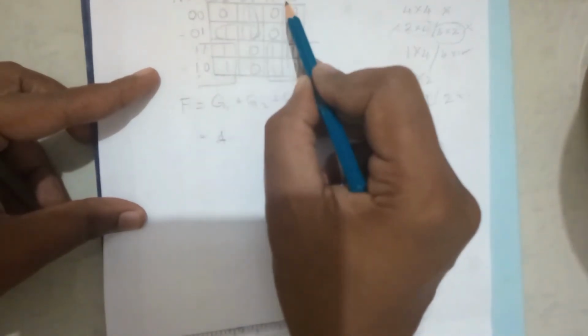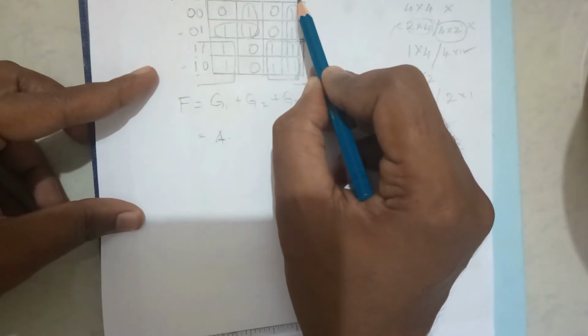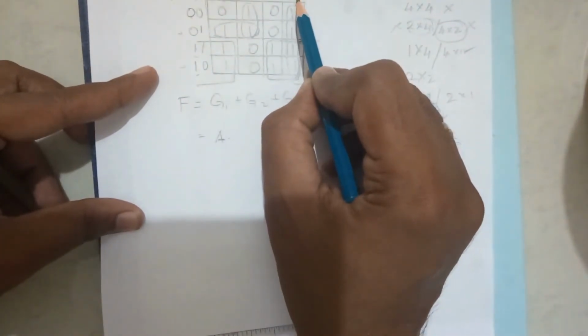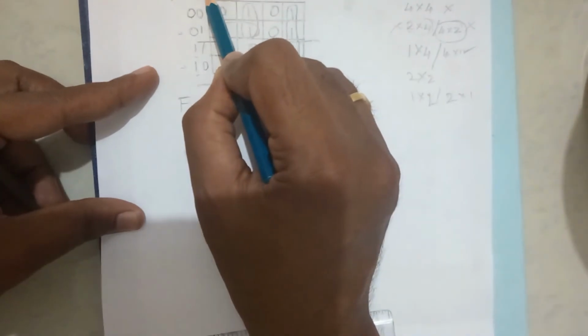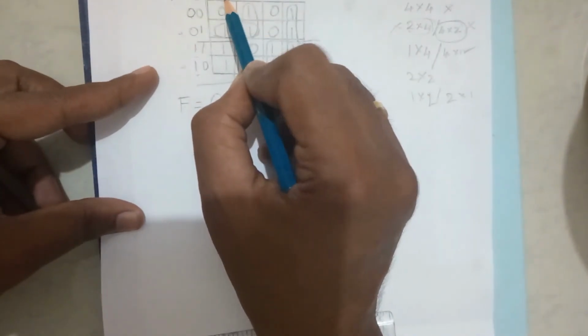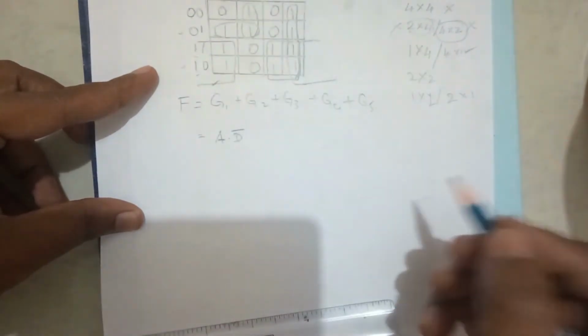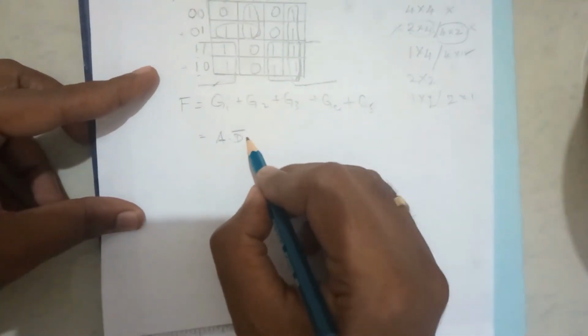Which columns are selected? 0 0 and 1 0. This 0 0 column and 1 0 column, the common term is 0. That is, the second term, 0, is common. The second term is D, and the position is 0, so I can write it as D bar. So this particular group is finished.